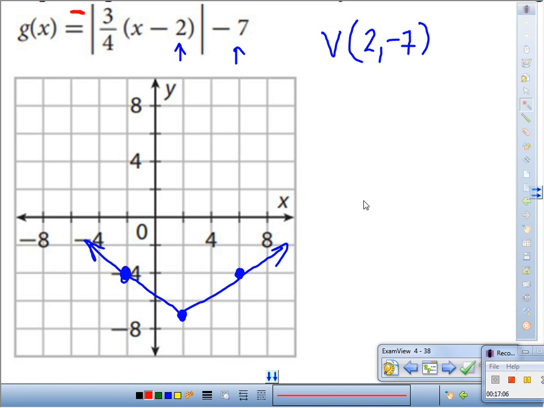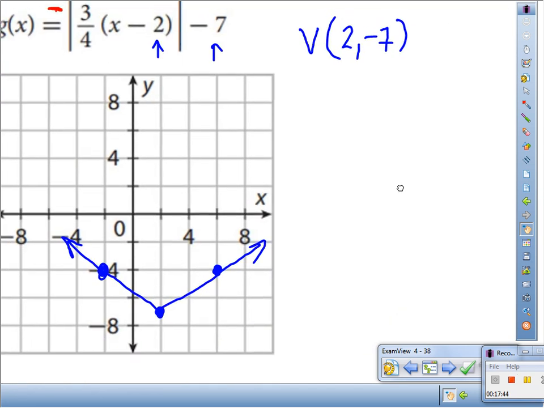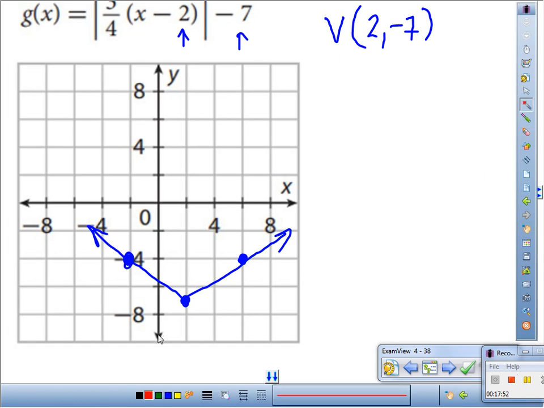All right. Are we done? No, they want domain and range. For this one, just to go a little bit faster, let's do it in interval notation. Is that all right? Will that be a little bit easier? Yes? Yes, Mr. Kim. All right, good.